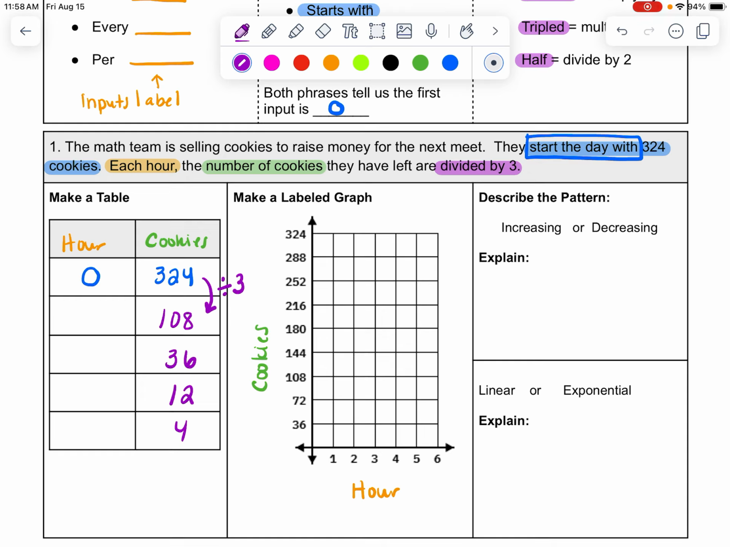Now, if I go back to where it said each hour, it just said each hour, which means it's going up by 1. So my next hour would be 1 more. 1, 2, 3, 4. Okay, now I'm going to graph those values. So 0, 324, 1, 108, 2, 36, 3, 12, which is going to be like here, and 4, which is going to be really small. Right away, I can see that my graph is not a straight line, it's a curve.